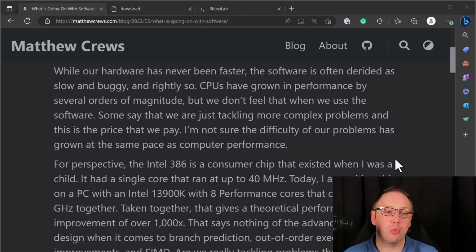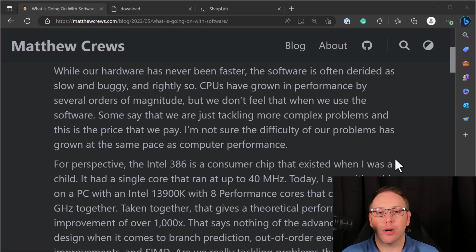But the PC that I was working on was a 386, which was a 40 megahertz single core CPU. What I'm currently working on, several decades later, is an Intel 13900K. It has 8 performance cores and they can sustain 5.4 gigahertz, or 5,400,000,000 CPU cycles per second. And if you do the math, that is over 1,000x improvement in speed.